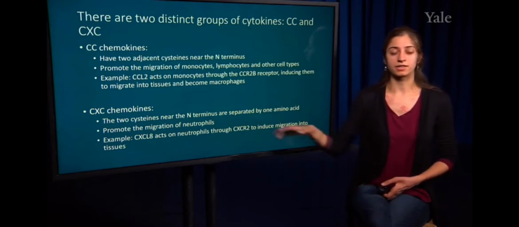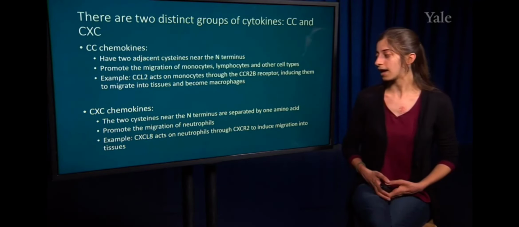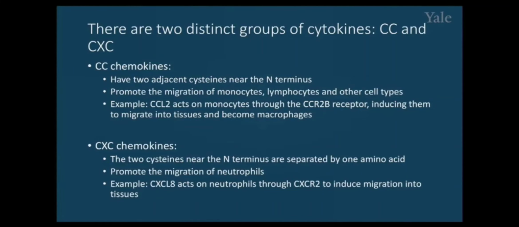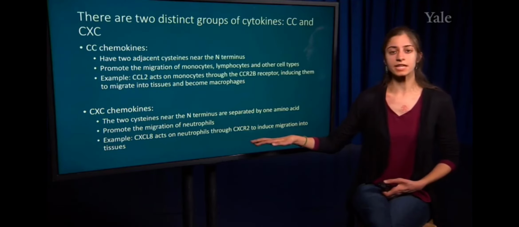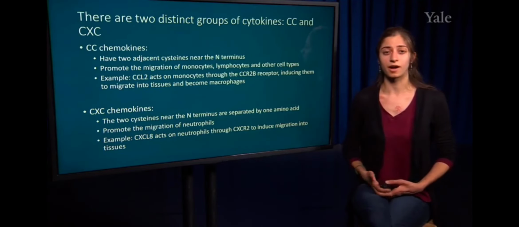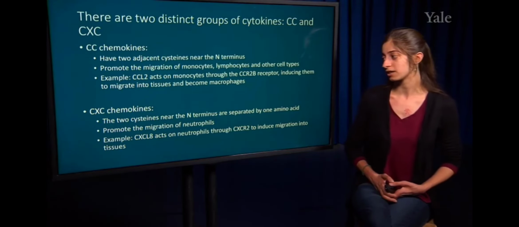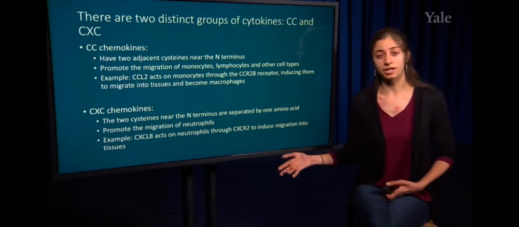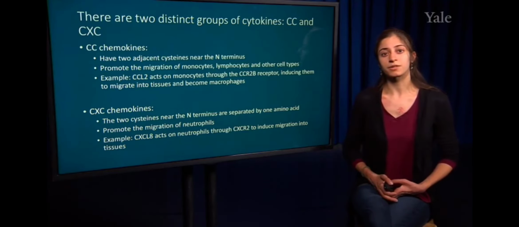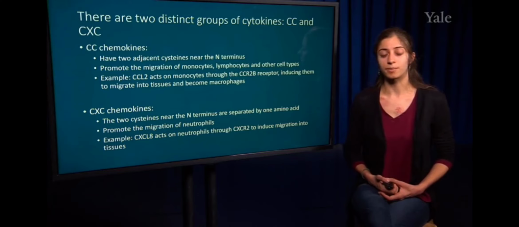CXC chemokines differ only a little at their N-terminus, in that the two cysteines are separated by one additional amino acid. The X means that it can be any amino acid, and it's usually not a specific one. CXC chemokines, in contrast to CC chemokines, typically promote the migration of neutrophils to the site of infection. An example, as we mentioned earlier, is CXCL8. This will be the first chemokine the neutrophil sees upon infection and will allow the neutrophils to accumulate at the site of tissue damage or pathogen invasion.